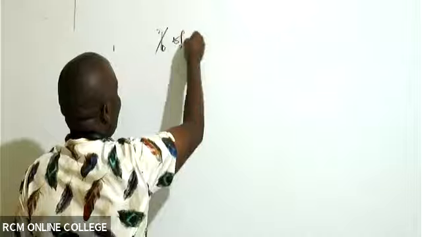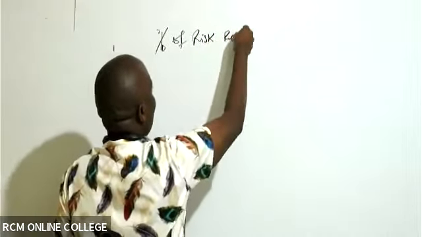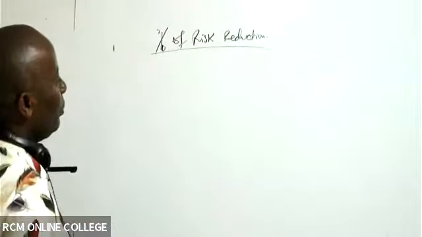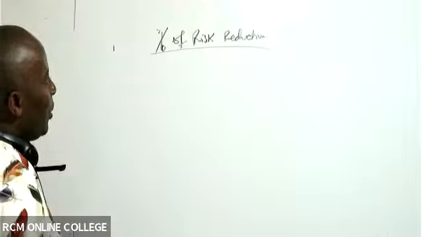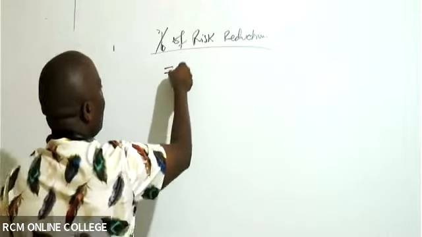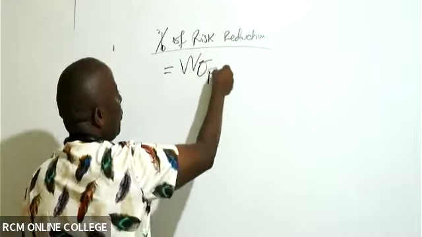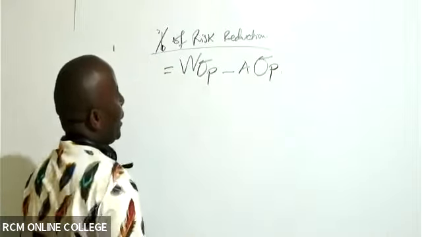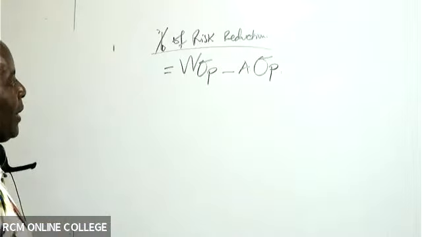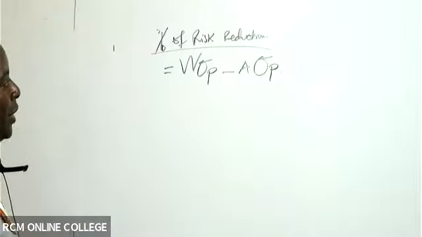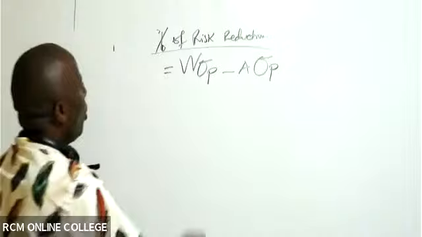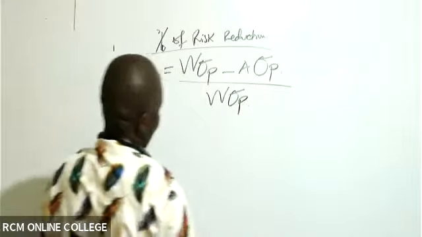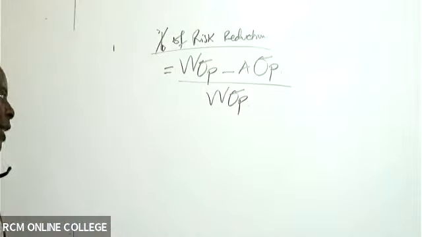So, percentage of risk reduction. To get this percentage of risk reduction, we normally take the weighted standard deviation of the portfolio minus the actual standard deviation of the portfolio, all over the weighted standard deviation of the portfolio.